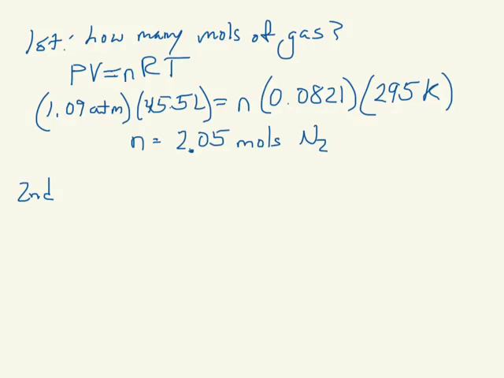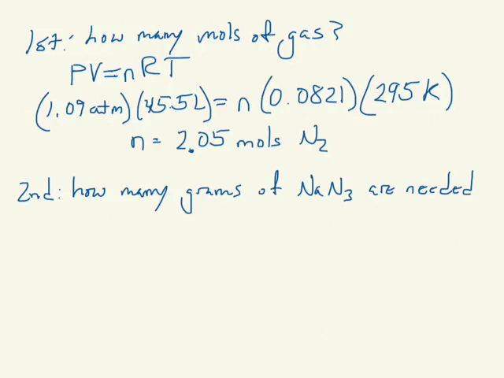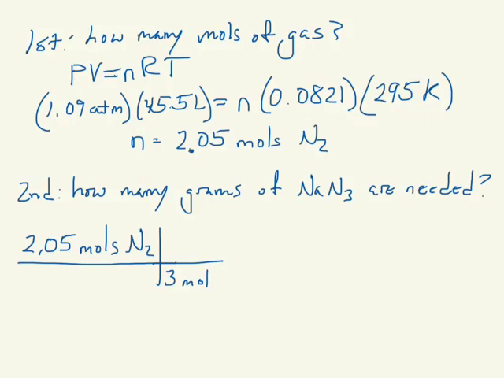So the second thing we need to do is ask ourselves, how many grams of sodium azide are needed to produce our 2.05 moles of N2. So we have our 2.05 moles of N2. And we know our mole ratio, if we look back at our balanced equation, is 3 moles of N2 for every 2 moles of NaN3.